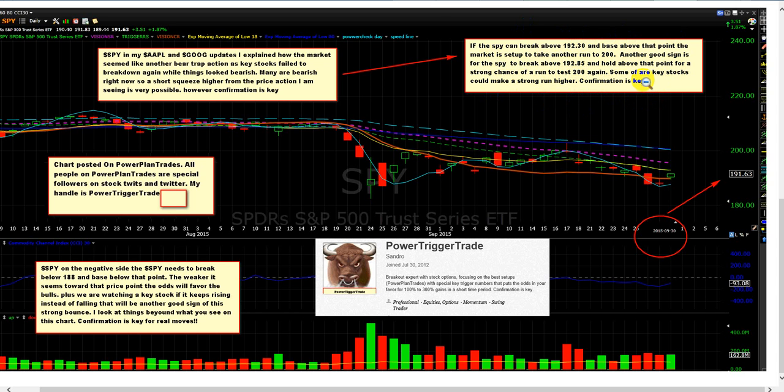But at the same time, I talked about the bearish side, and this is the biggest key of everything. I said SPY on the negative side needs to break below 188 and base below that point. The weaker it seems towards the price point, the odds will favor the bulls. Plus, we are watching a key stock. If it keeps rising instead of falling, that will be another good sign of a strong bounce. So read about this, and confirmation is key.